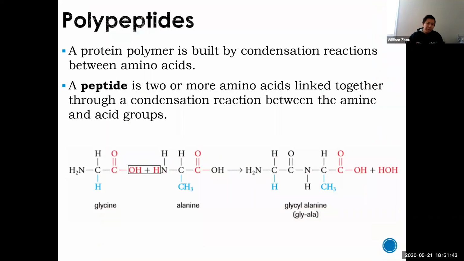Okay, so a polypeptide will be a long chain of amino acids. Why is it called a peptide? Because the bond that holds together amino acids is called a peptide bond. So in the condensation reaction, water is removed, and the C double bond O carbon will be bonded to the nitrogen, which is referred to as a peptide bond. So if you have a long chain of that, it's a polypeptide.